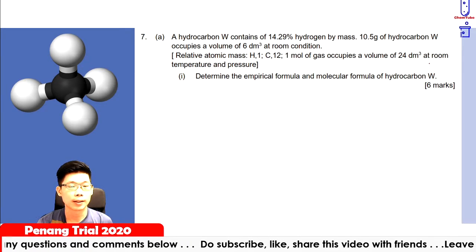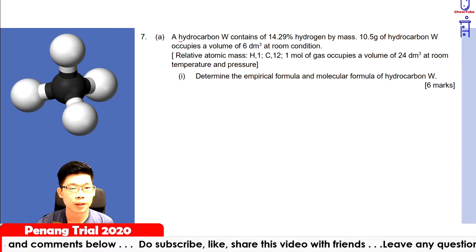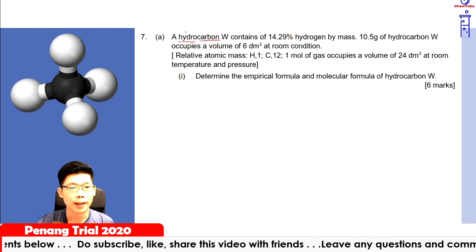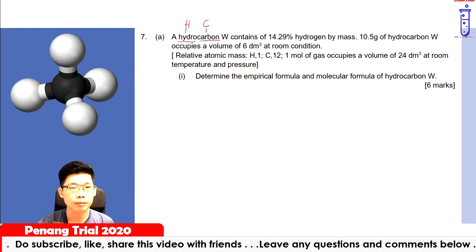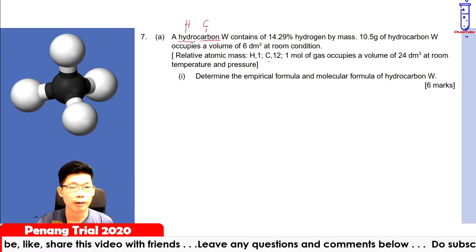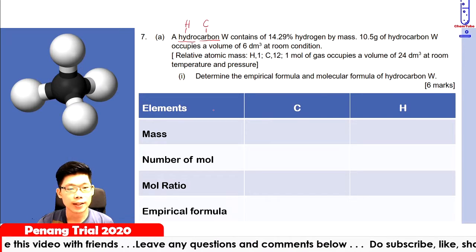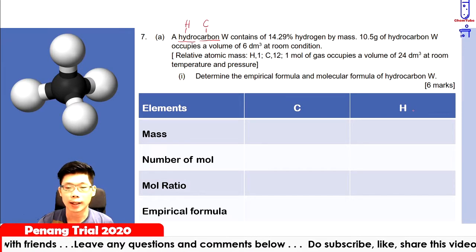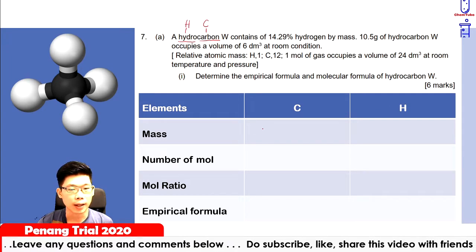So that is 6 marks. The first thing you need to know is the hydrocarbons. Hydrocarbons refer to a compound that contains hydrogen and carbon. In order to solve this question, normally I will encourage you to build a table like this. First, for elements, you have to put in the carbon and the hydrogen because they are hydrocarbons. The first thing is the mass. You need to find out the mass first.